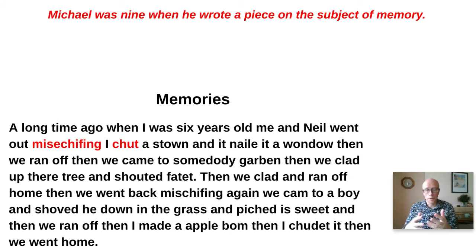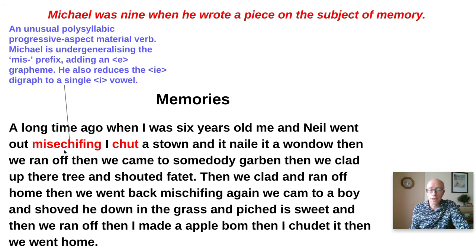Right, so he's 9 years old, and he's remembering something from 3 years before. There's all sorts of interesting things that you could say about this. But we're just focusing for the time being on the orthography, on the spelling. What about these bits in red, for example? "Me and Neil went out mischiefing." Well, that's not an easy word to spell, is it? It's an unusual polysyllabic, progressive aspect, -ing, material verb. So use your AO1 terms in describing what you see. Now, what's non-standard about it?